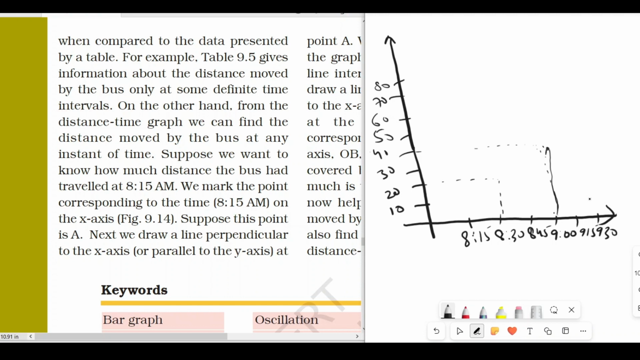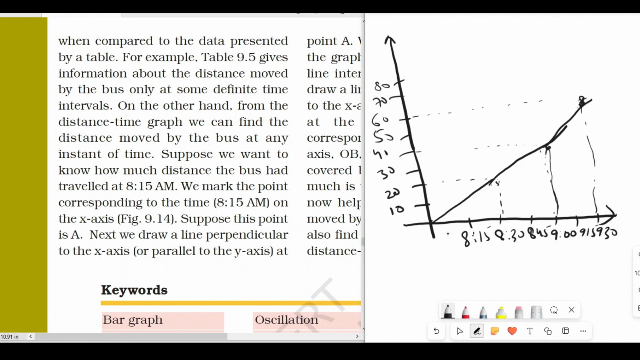Okay. At 9:30 it had moved 60 kilometers. So we join all these points to get a distance time graph. It's not a very straight line, but you get the point. Okay. Now, what do you want to do next?